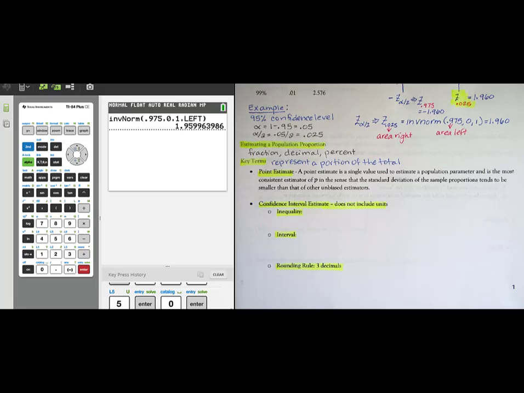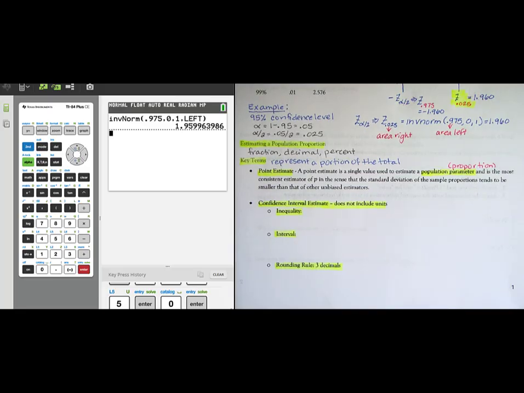Here are some key terms that we want to be able to use. First, what it means to be a point estimate. The formal definition of a point estimate is that it's a singular value that we're going to use to estimate the population parameter. In this case, our parameter is a proportion. Parameters can be either a proportion, a mean, or a standard deviation, and right now we're talking about a population proportion.